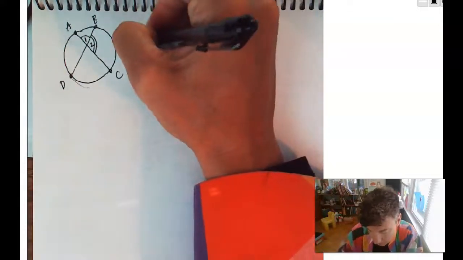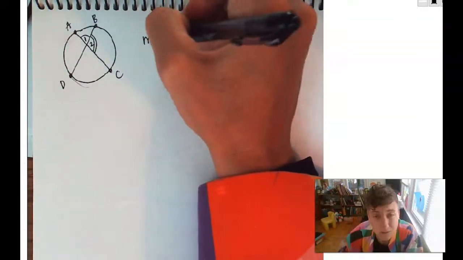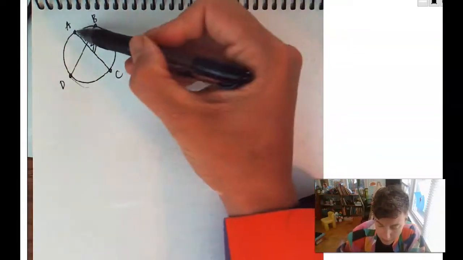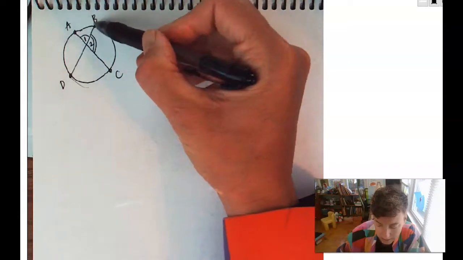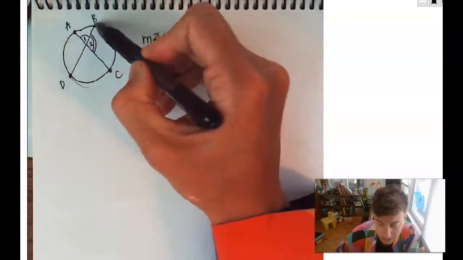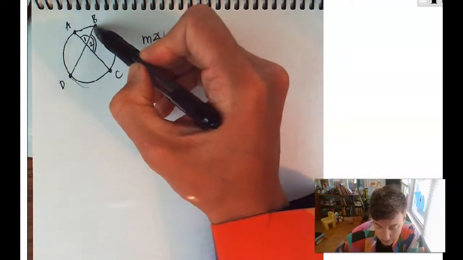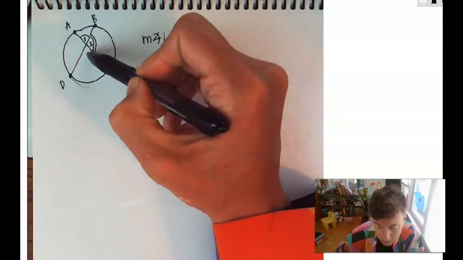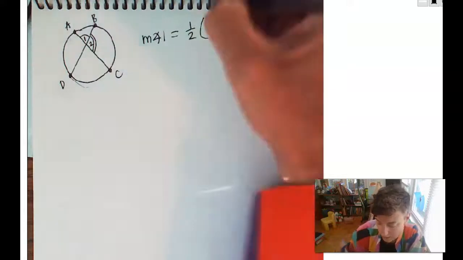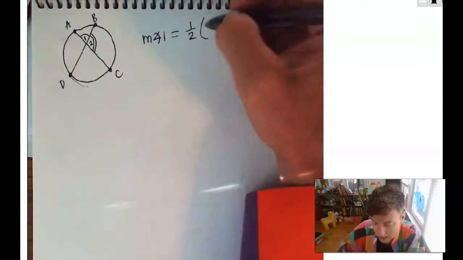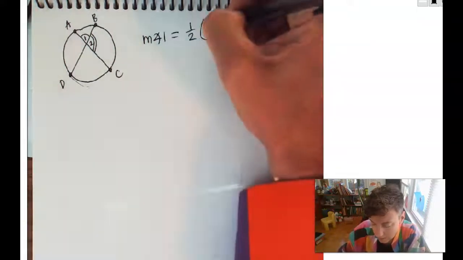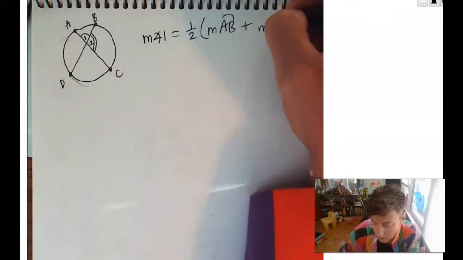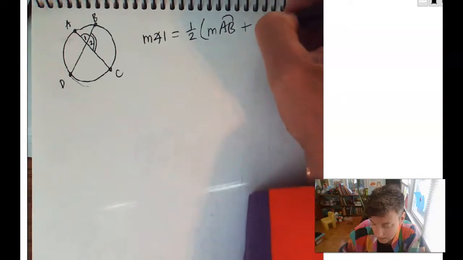The measure of angle 1 is equal to 1/2 the measure of the arc that that angle intercepts, AB, plus the measure of the arc that its vertical angle intercepts, DC. So it's going to be 1/2 the measure of AB plus the measure of arc DC.